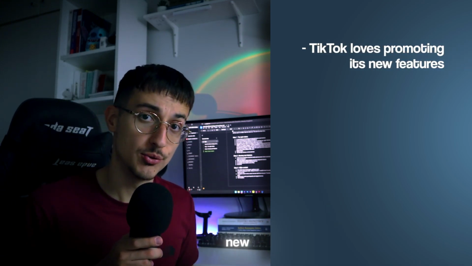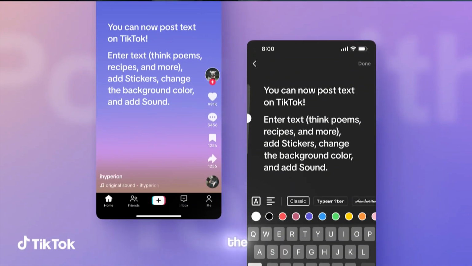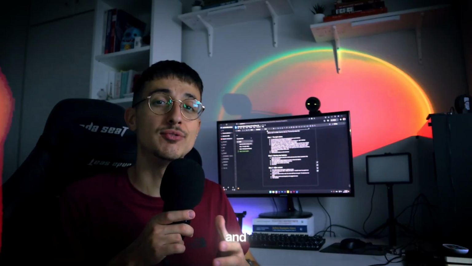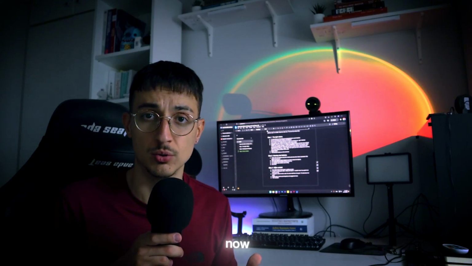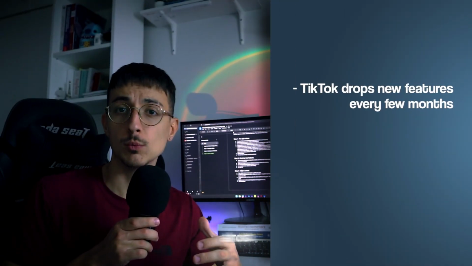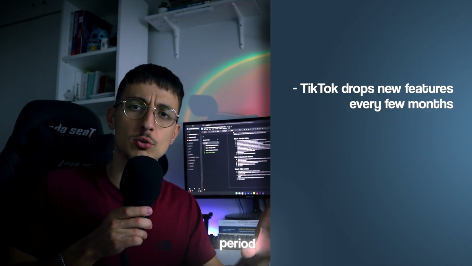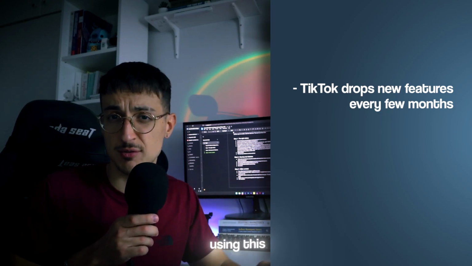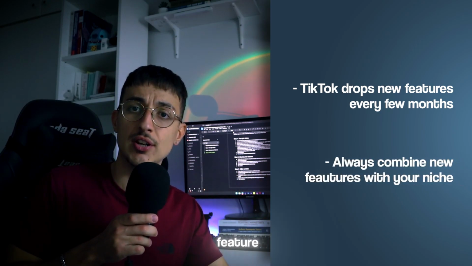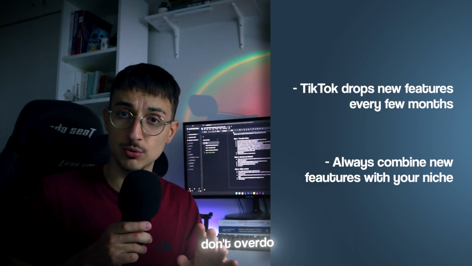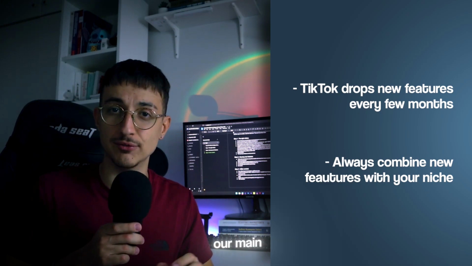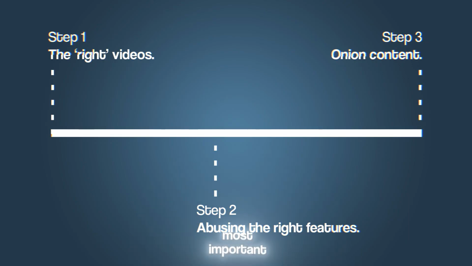So right now there is a new feature that TikTok promotes, and it is the text feature. It came out pretty recently and videos are going crazy viral right now. Say hi. And new features come out almost always, so there is almost no period of time where you won't go viral using this method. For example, combine the text feature with your niche, but don't overdo it. It's a supplement, not our main focus. And this will take us to the most important step. Step number 3, the onion content.